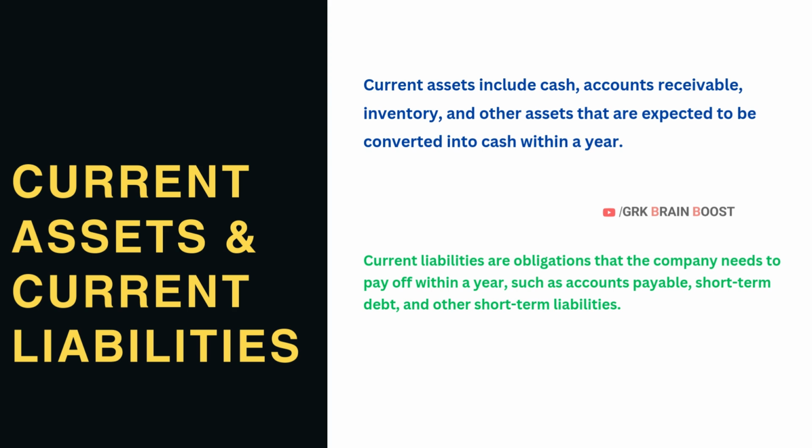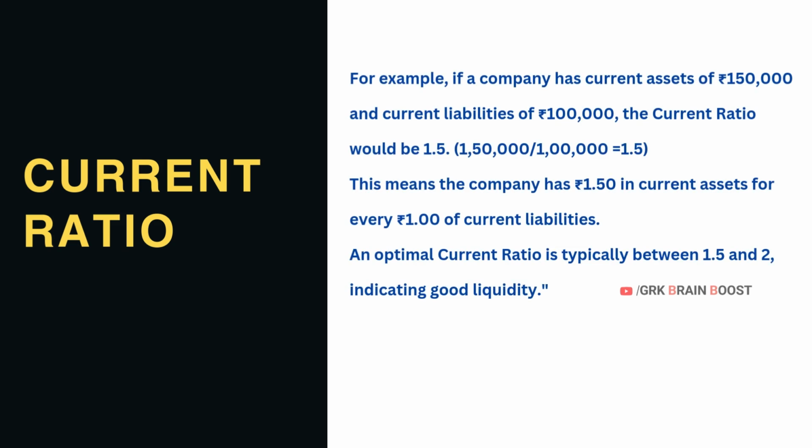debts, and short-term liabilities. For example, if a company has current assets of rupees 1,50,000 and current liabilities of rupees 1 lakh, the current ratio would be 1.5. This means that the company has 1.5 rupees in current assets for every 1 rupee of current liabilities. An optimal current ratio is typically between 1.5 and 2, indicating good liquidity.